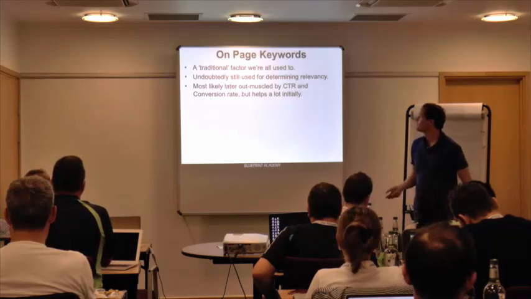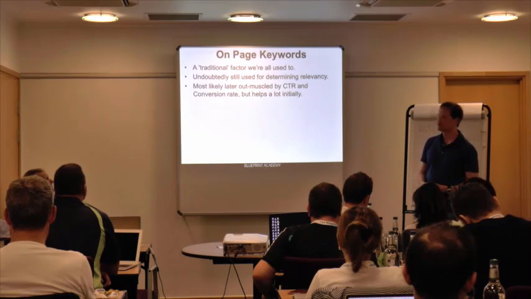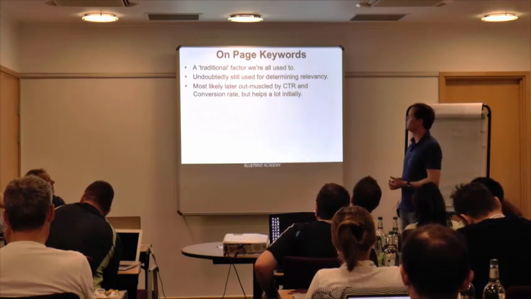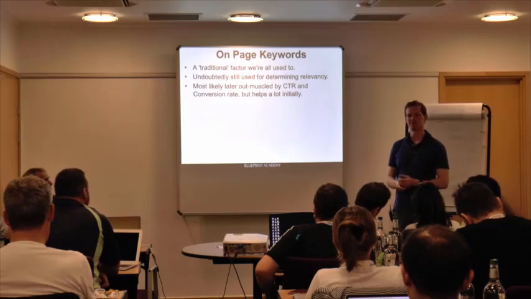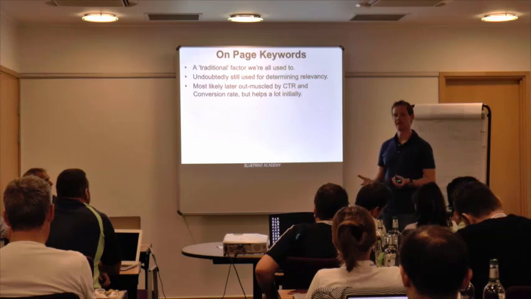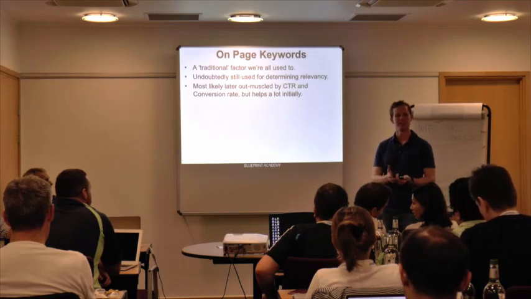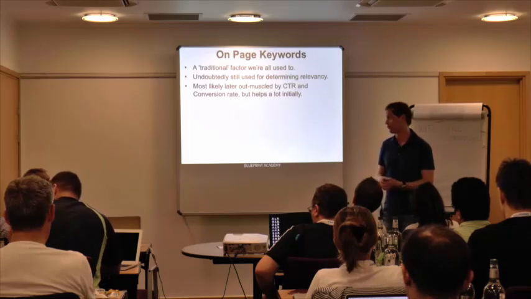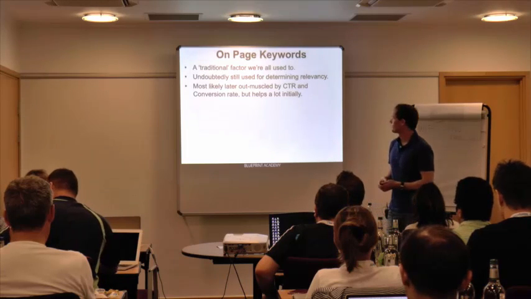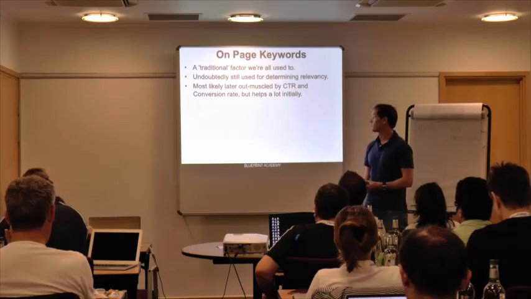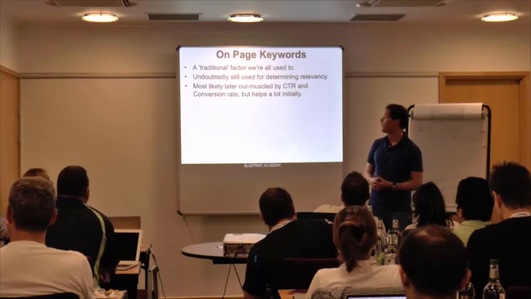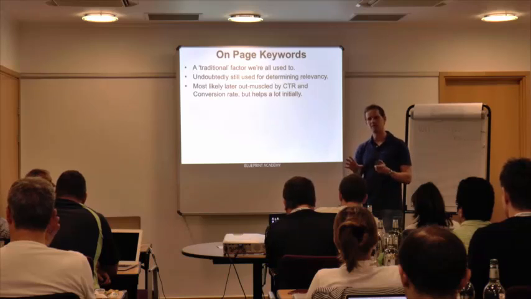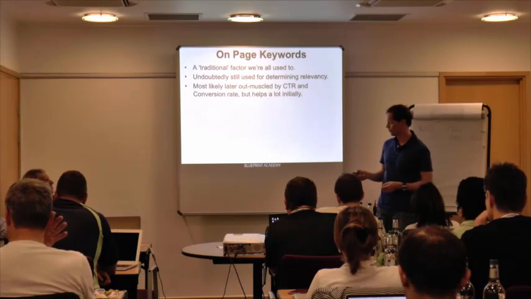On-page keywords. This is a traditional factor that we're all kind of used to, and it undoubtedly is still used for determining relevancy, but the effect it has on your rankings is going to be tiny compared with your click-through rate, for example, or your conversion rate. It's out-muscled by click-through rate and conversion rate, but it does help initially, at least for Amazon, to categorize you and say, okay, maybe you should be ranked for such and such.